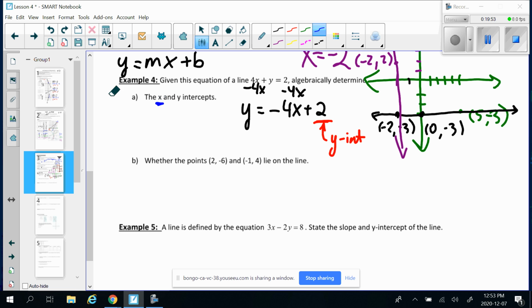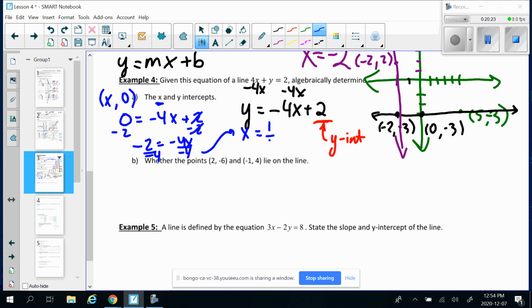Well, the x-intercept, remember, is always going to be an x value comma 0. So if you want to determine the x-intercept, you can use this equation and you can put in 0 for y and solve for x. So 0 is equal to negative 4x plus 2. I can minus 2 from both sides. Negative 2 is equal to negative 4x. Divide by negative 4. And I'm going to get x is equal to 1/2. So this is my x-intercept.